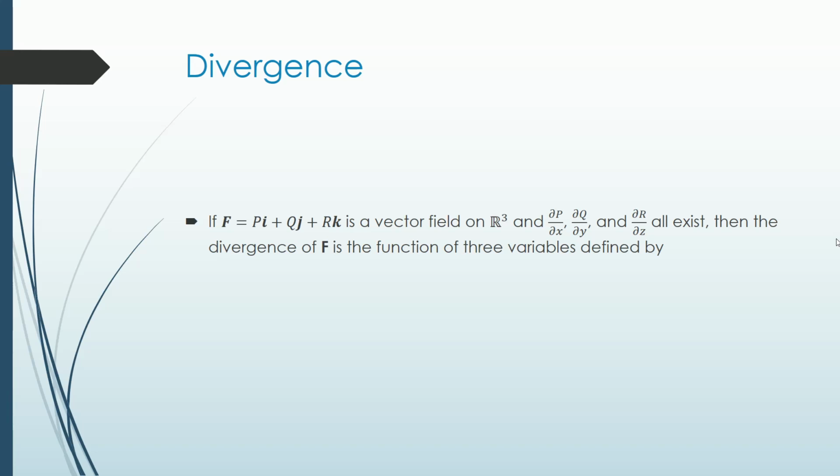Now, when you actually calculate the divergence, you end up going to get a function of 3 variables, not a vector field. And for this one, you are just adding up the partials with each thing individually. So those are the basics of what a curl and the divergence are.